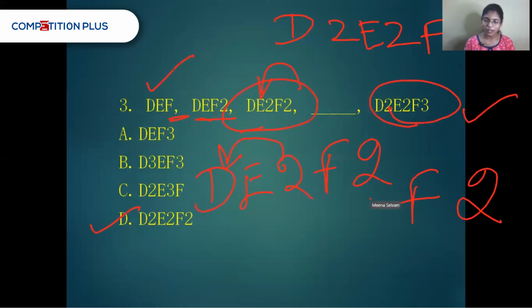Now what happens once the number 2 completes one cycle is that it gets increased again. It's like D2, E2, F3. F is increased, and the pattern keeps on moving like that. The correct answer is option D.